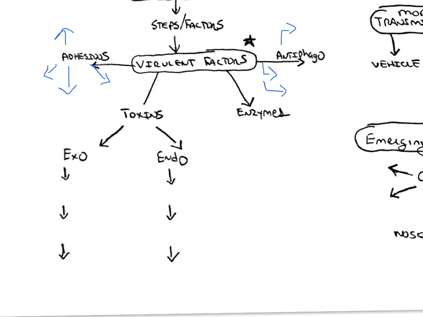Extracellular enzymes, there are a few that we talked about. Make sure you guys are able to define or be aware of coagulase and what coagulase does, as well as kinase. Define what those guys do.